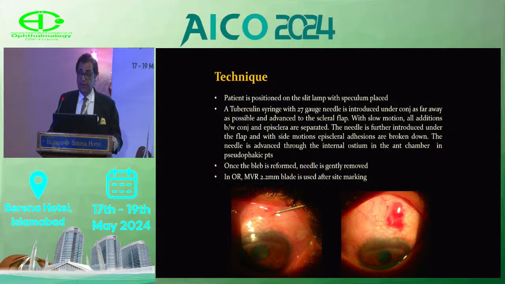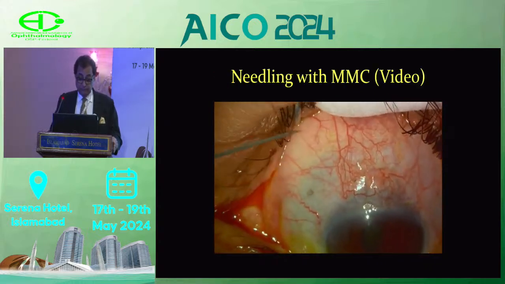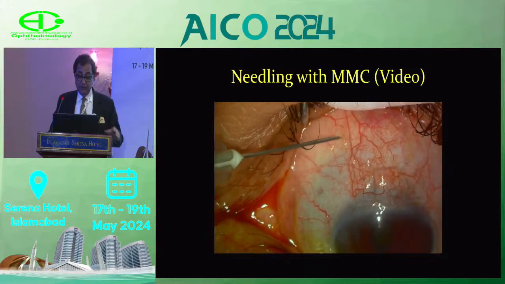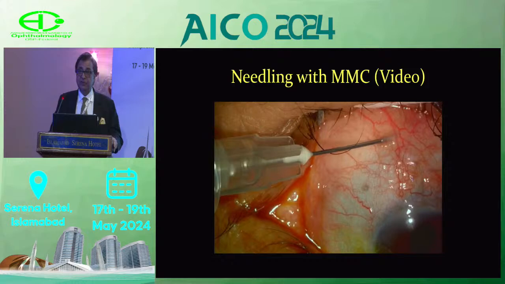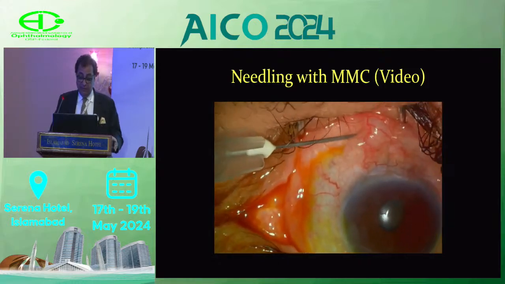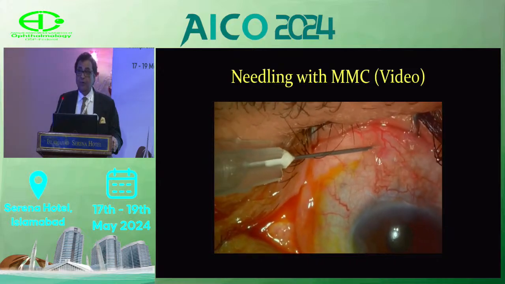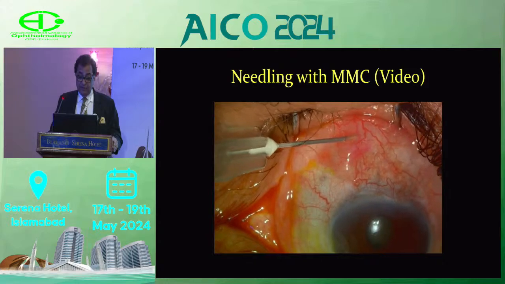When we're doing it in the OR, I normally use the MVR 18 gauge needle, which I am going to show you. So we have drawn this 0.1 ml of 2% lignocaine with adrenaline because it blanches the conjunctiva, and it makes your life easy to see it. The patient is done under topical, and it has 0.1 ml of mitomycin C. You give it in the superior fornix as far away as you can.